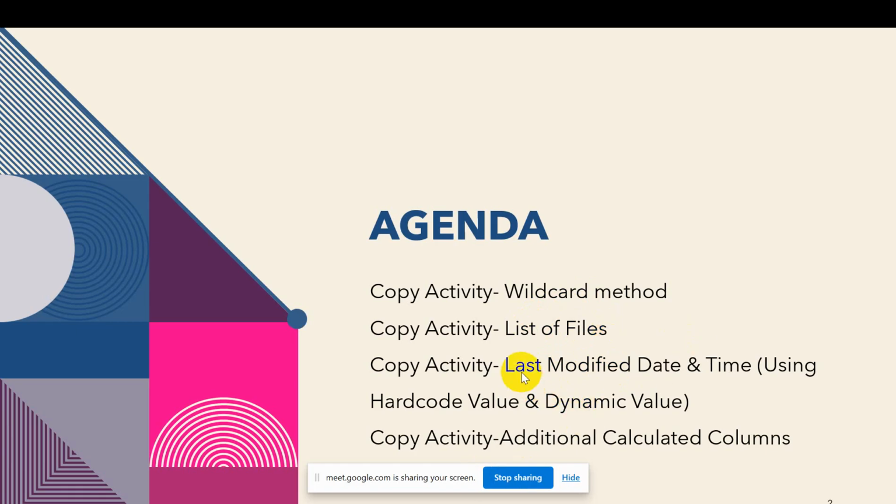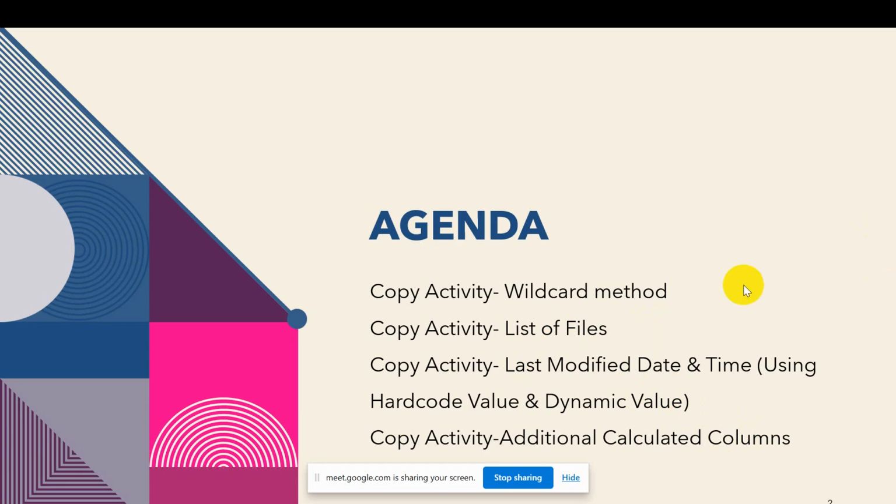Now, today we are going to check the last modified date and time setting, right? Using hard-coded value and dynamic value both. Okay. So we will get to know what is hard-coded value and what is the meaning of dynamic value. You will also know about parameters and expressions. Okay, this is very, very important. And the last thing is additional calculated columns, additional columns basically. So in copy activity we can also create additional columns. Okay, so we will do that for sure.